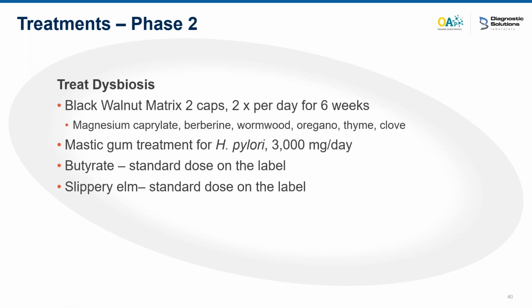There was a second phase to this protocol too. There was black walnut matrix, 2 caps twice daily for 6 weeks, including a host of antimicrobials in that formula. She gave mastic gum for the H. pylori at 3,000 milligrams a day. She gave standard doses of butyrate to nourish the gut lining and the microbiome, and also slippery elm to help with the gut lining as well.